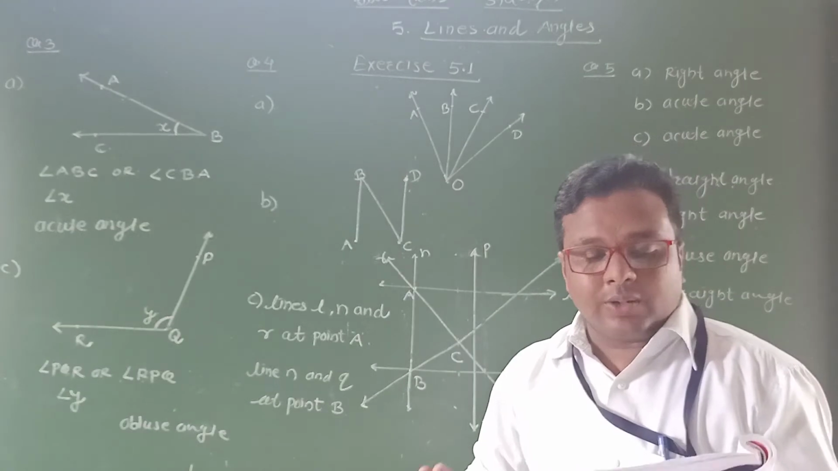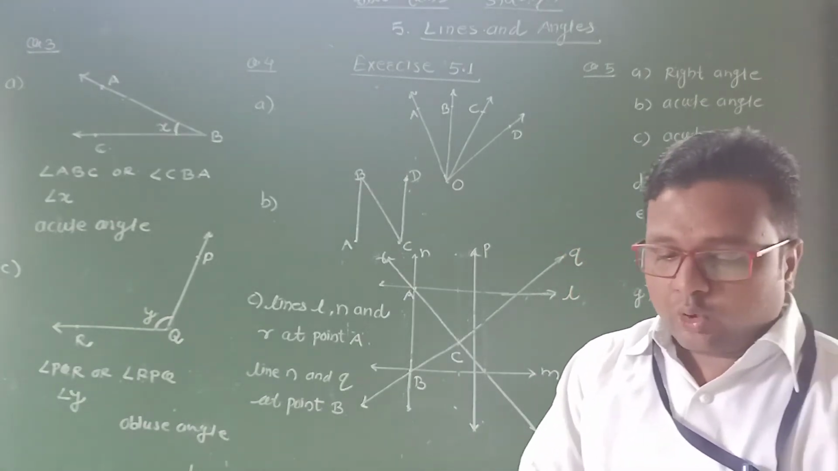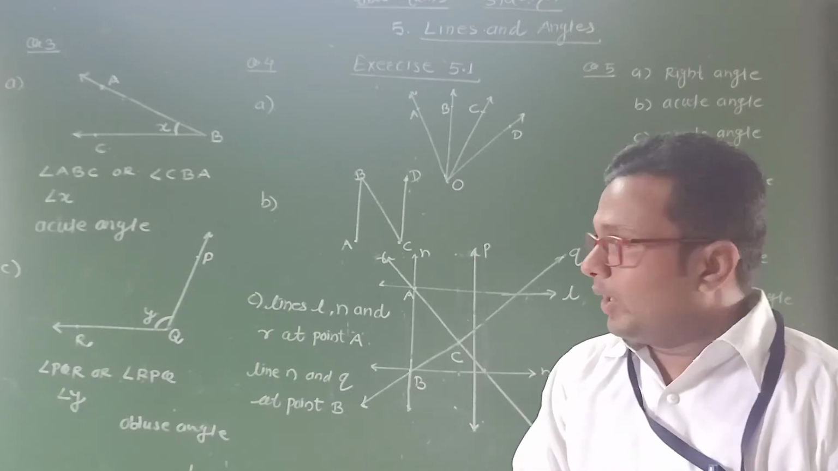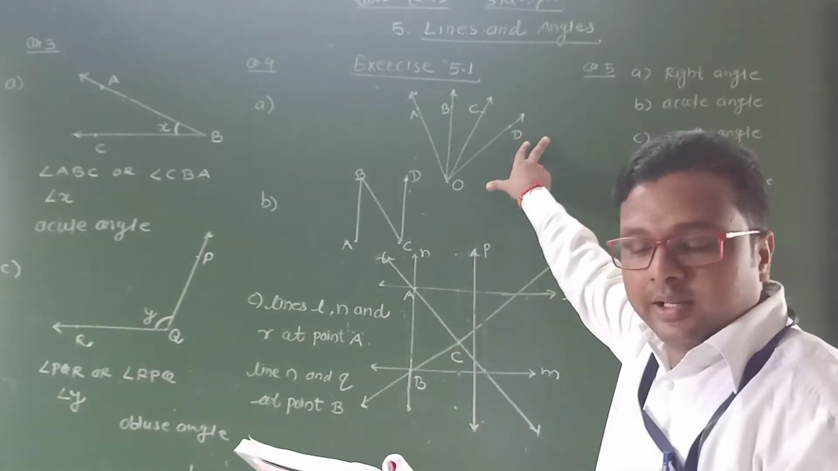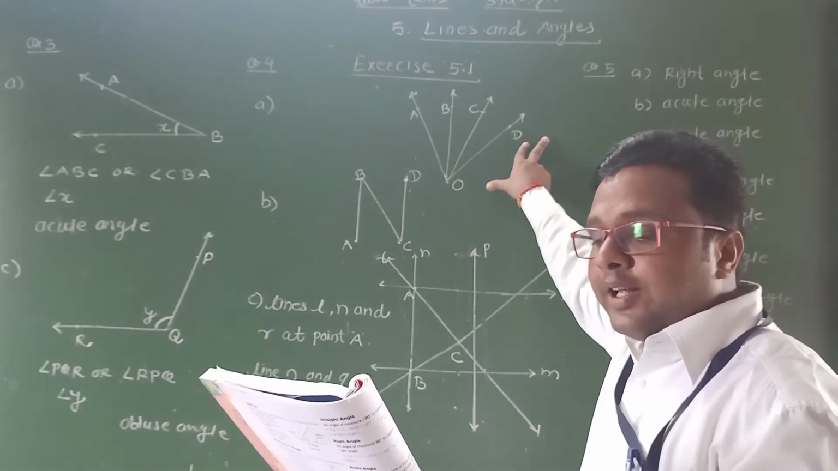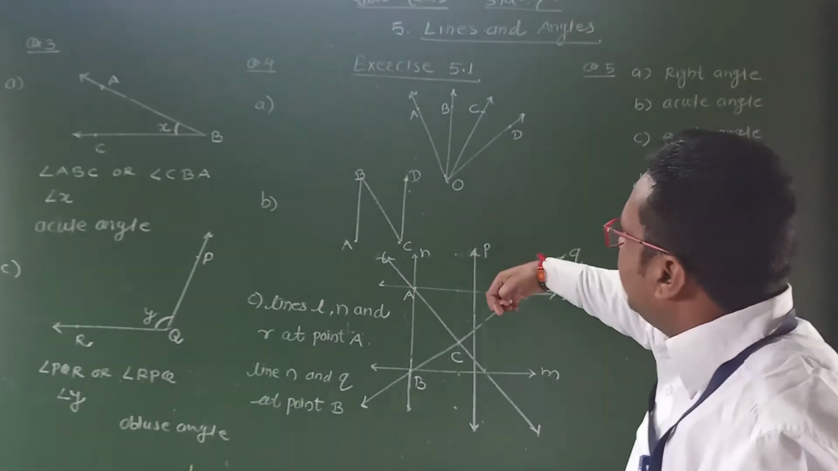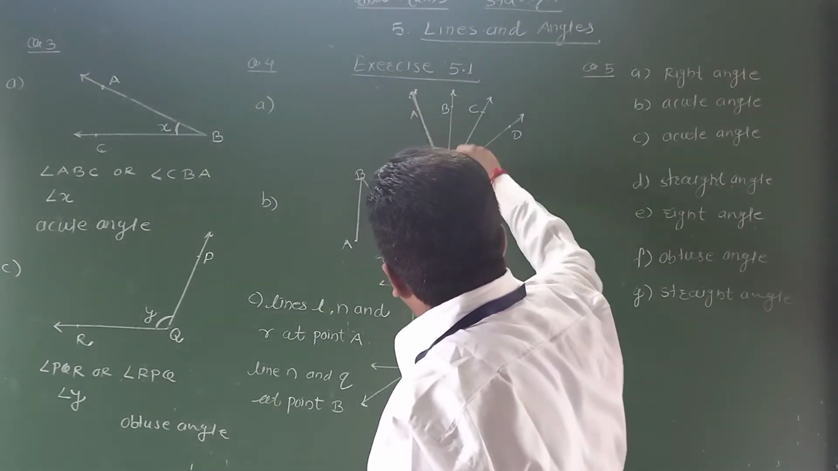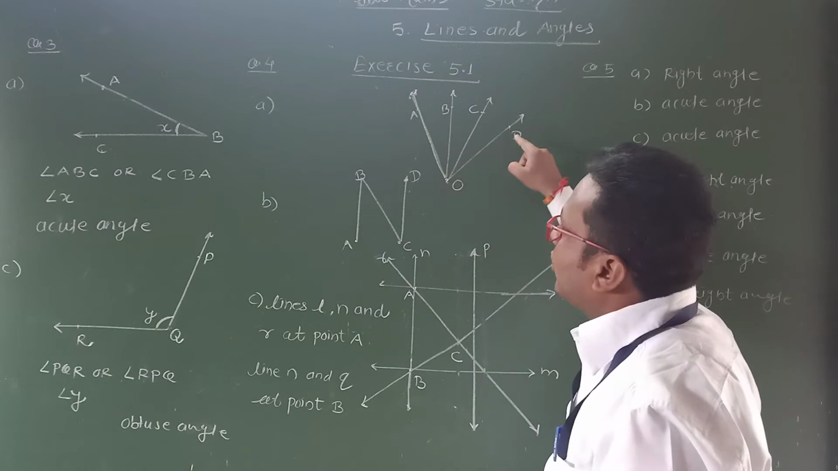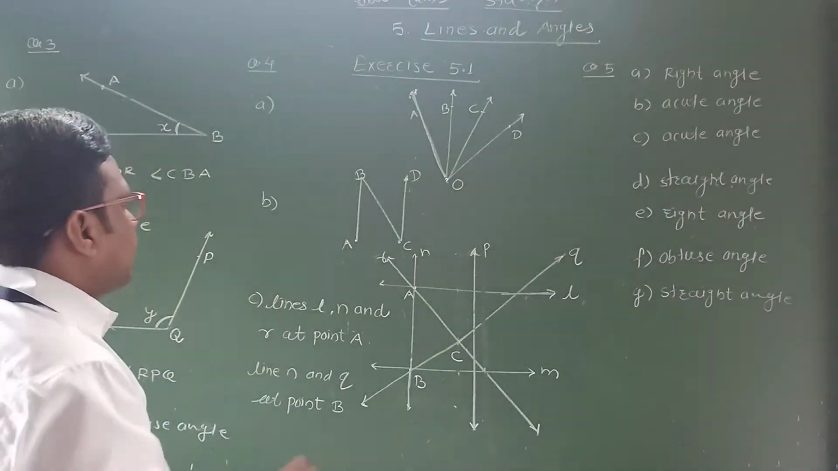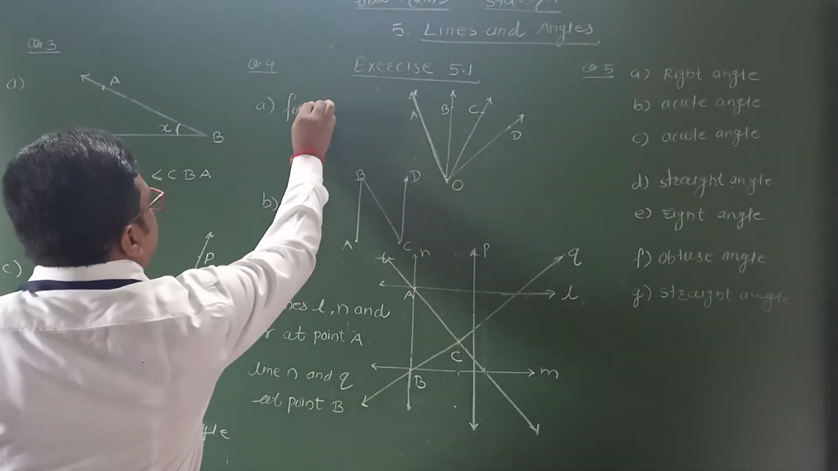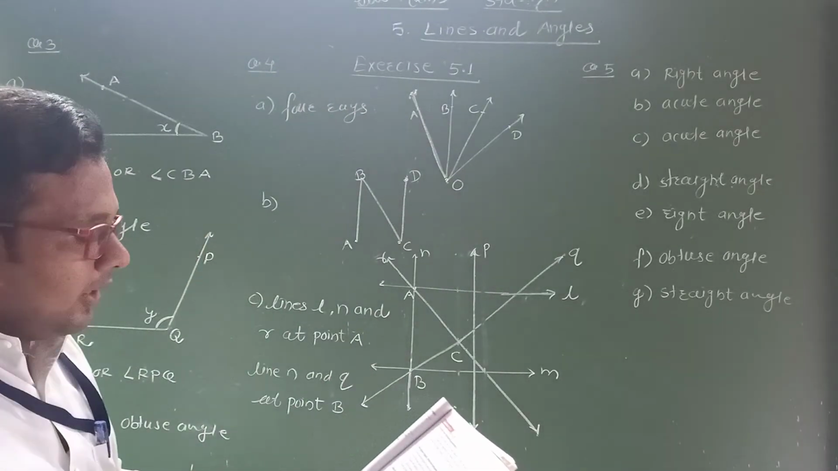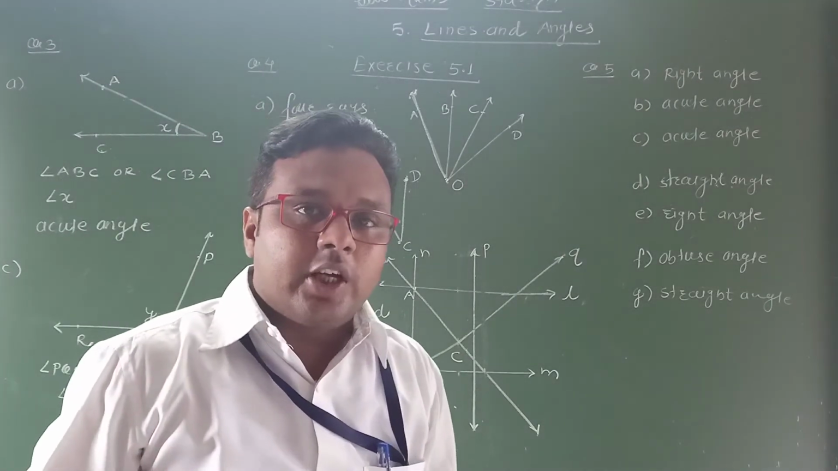In question number 4 some figures are given. Answer the questions. First, how many rays are there in figure 1? Figure 1 is given like that. That is OA, this is the first ray, then OB, OC and OD. Total how many rays are there? 4 rays.